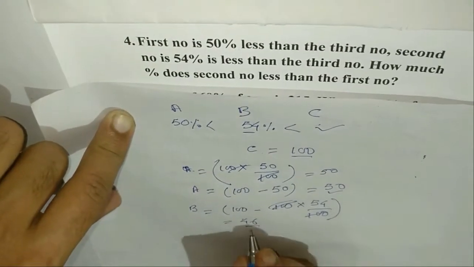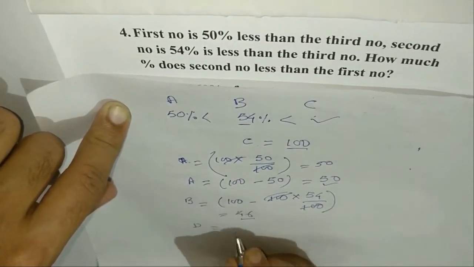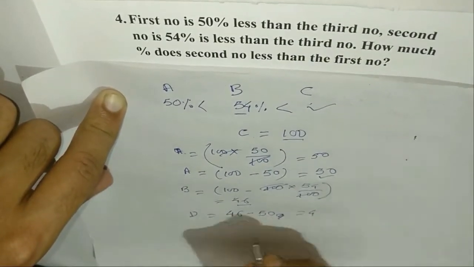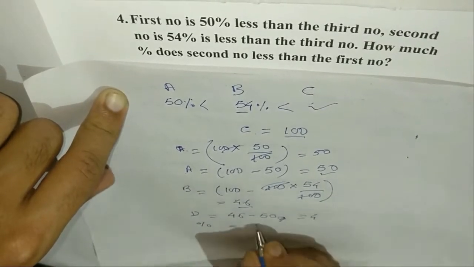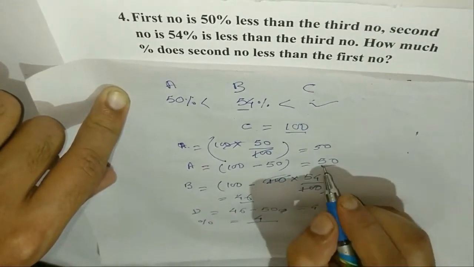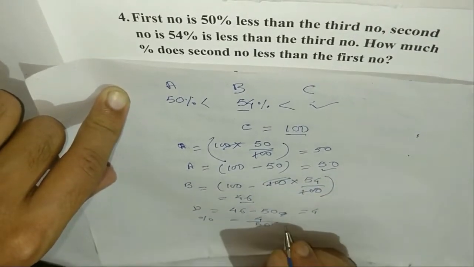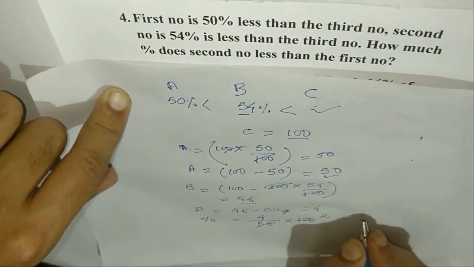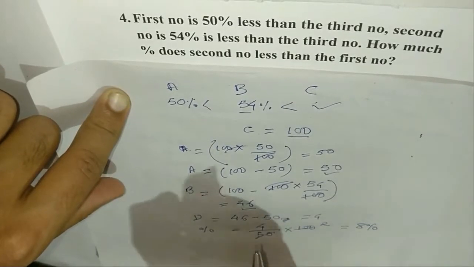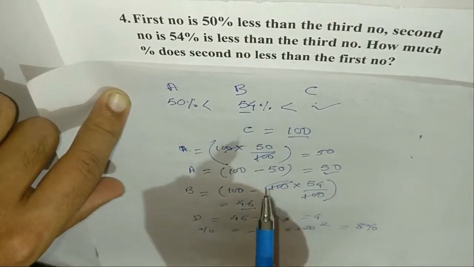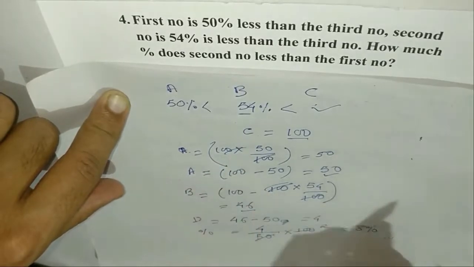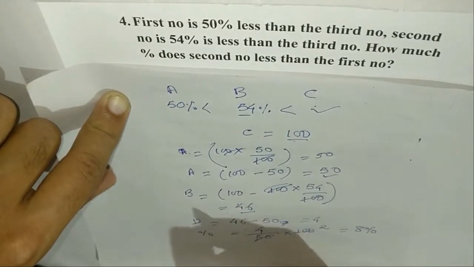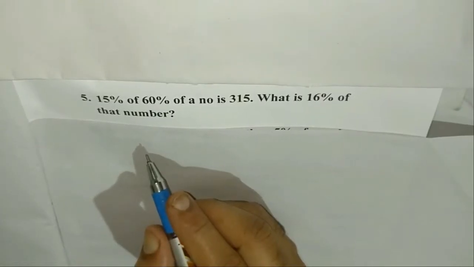Now we need to find out by what percentage the second number is less than the first number. So we need to find the difference. The first number is 50, the second number is 46. The difference between these two numbers is 46 minus 50, so it is coming negative because it is less, right? And we need to find the percentage change, so we can write it as 4. This is the difference, and against the first number, 50, we are going to multiply with 100. If we divide 100 by 50, we will get 2. So 2 into 4 is equal to 8%. So in this type of math where all the numbers are imaginary, we can easily calculate by assuming the number as 100.